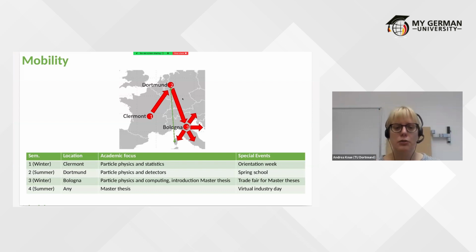And we also offer, as I said, a lot of additional courses like language courses, but we also have special events like the orientation week. We have a spring school that I will talk about in a few minutes, and also a trade fair for master thesis. So we basically collect specific topics for master projects from all partners, and then you can choose what you are actually interested in and then choose where you go for your 4th semester.